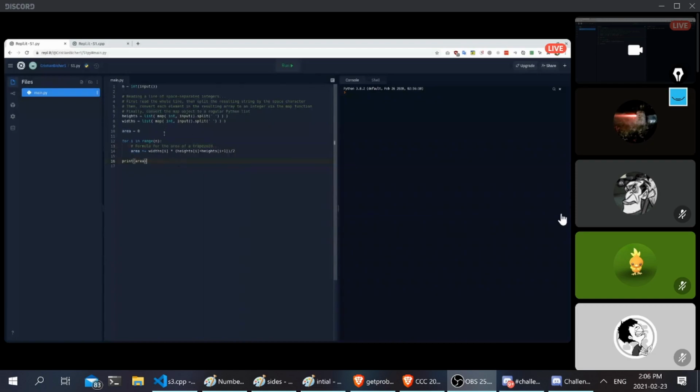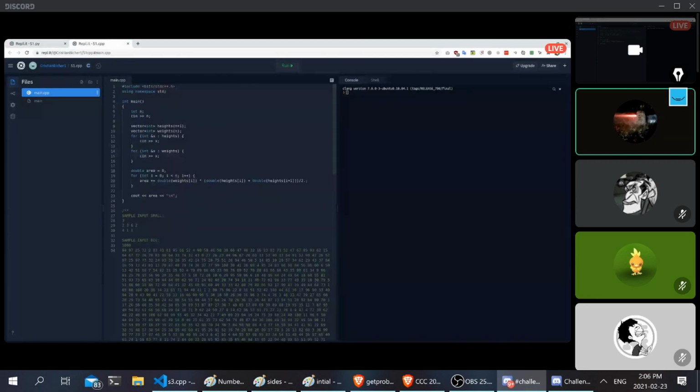Most people probably got that, but I think the main issue with S1 was the CPP solutions. So I have the exact same thing, but translated over to CPP. Can you guys see that? Yep. Okay. Exact same thing. Read an n. You have a vector with your heights, your widths. You read in the heights, you read in the widths, and then you put the exact same formula, and you print the area, right?